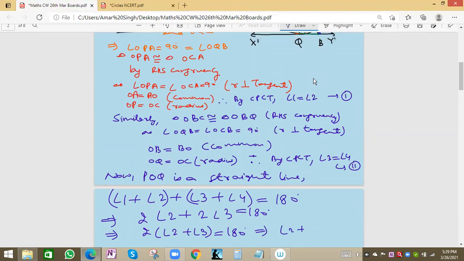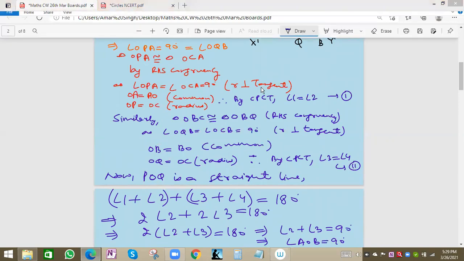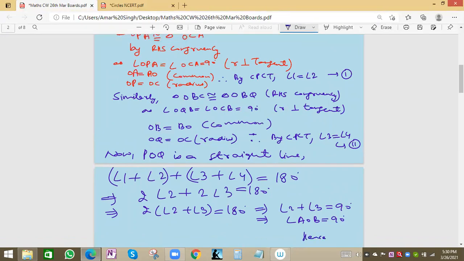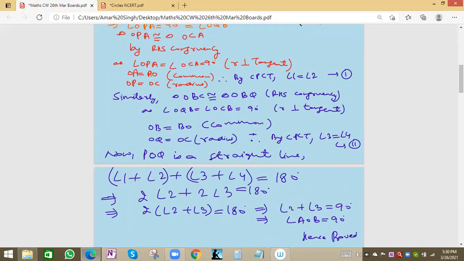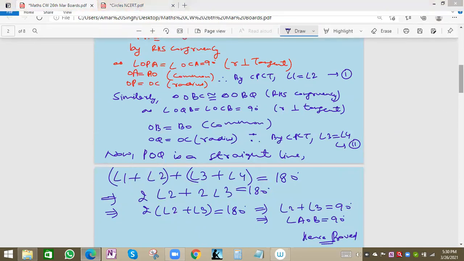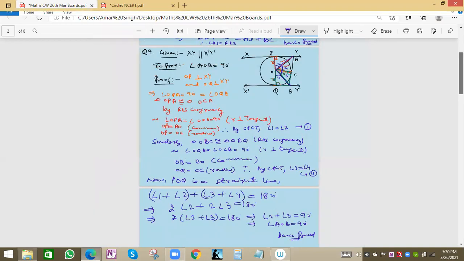So angle 2 plus angle 3 will be 90 degree, and angle 2 plus angle 3 will be angle AOB, equal to 90 degree. Angle AOB equal to 90 degree. Correct. AOB we have 90 degree means we have proved the question, hence proved. Because AOB only we have to prove as equal to 90 degree. Please note the solution.